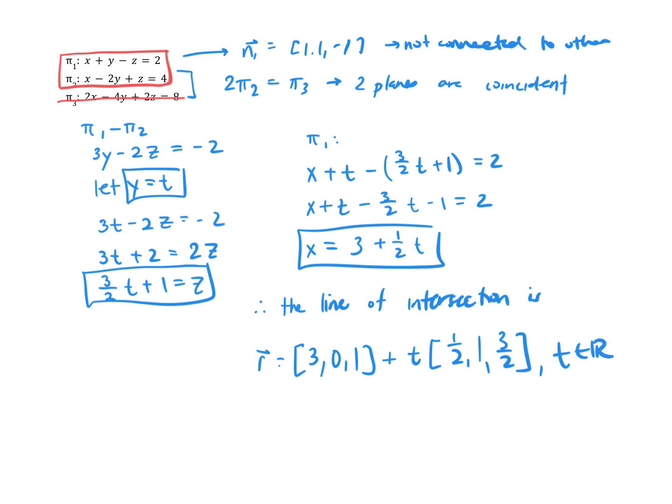And if you don't want your direction vector to have those fractions, you can just get a collinear vector, so you can multiply all of these by 2 and then have the direction vector 1, 2, and 3. And there we are.